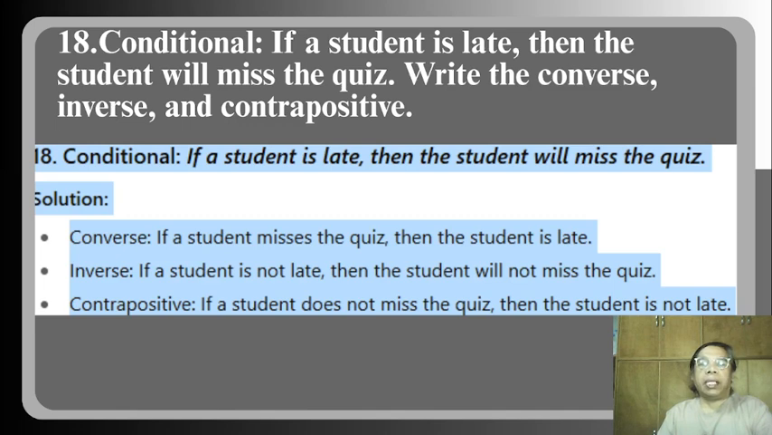Number 18. Conditional: if a student is late, then the student will miss the quiz. The converse: if a student misses the quiz, then the student is late. The inverse: if a student is not late, then the student will not miss the quiz. Contrapositive: if a student does not miss the quiz, then the student is not late.